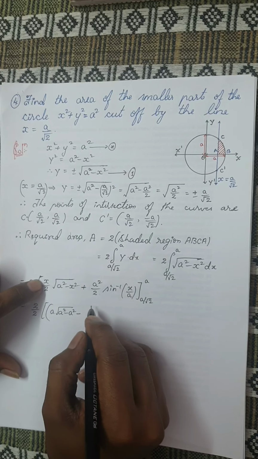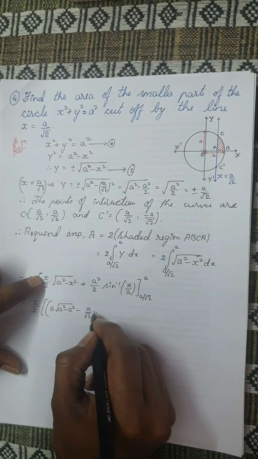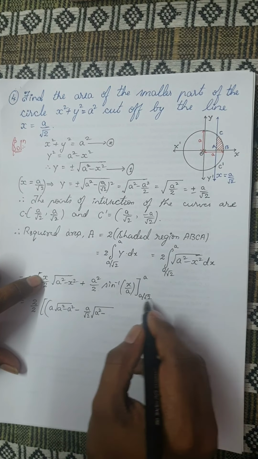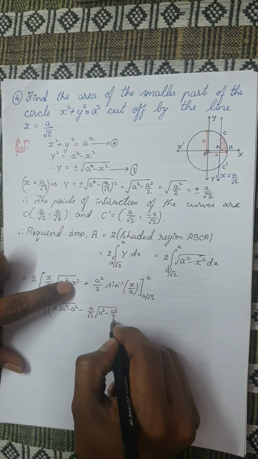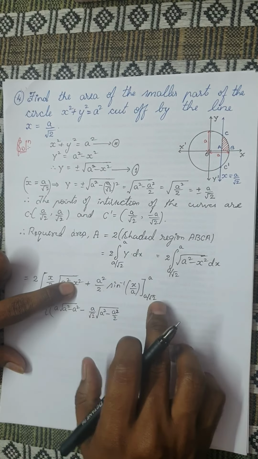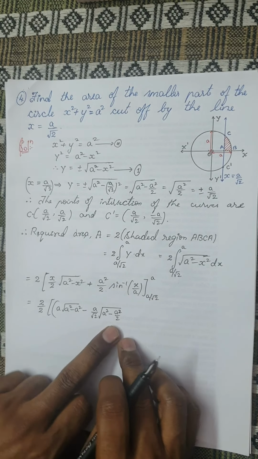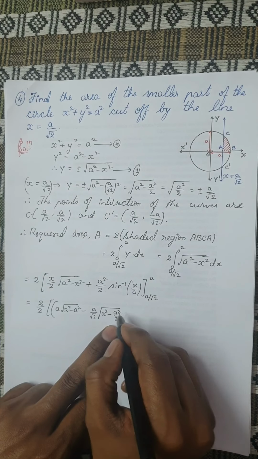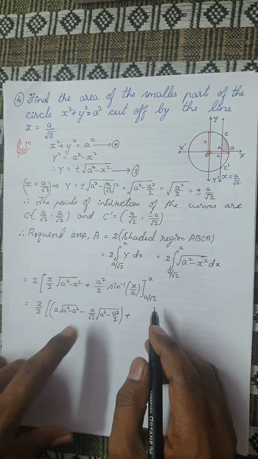Lower limit would be actually a by root 2 into, okay, root of a square minus x square is nothing but, it would be a square by 2. Remember, because x is a by root 2, so x square would be a square by 2. Please be very careful in this equation here. And this term, the limits are already applied.